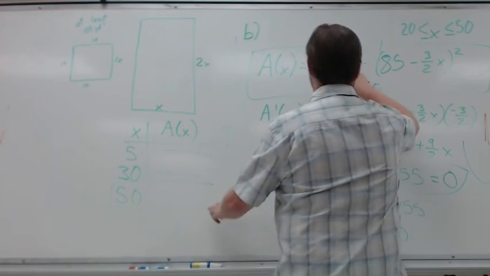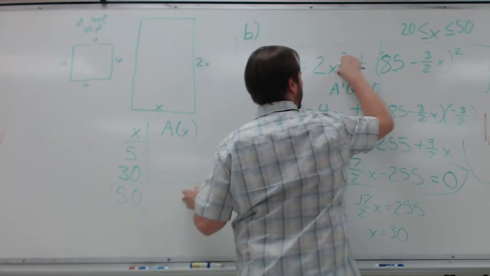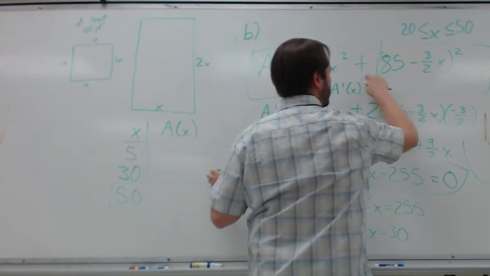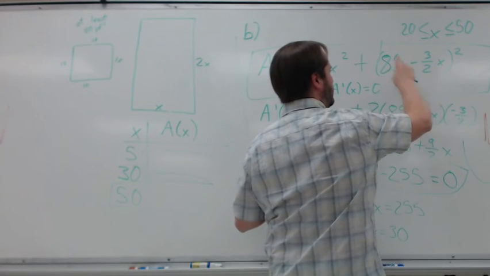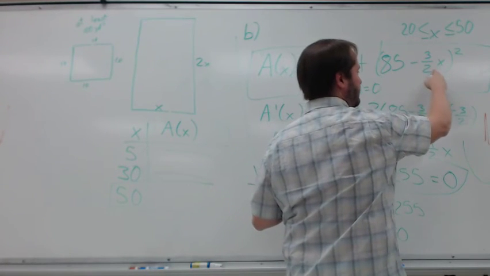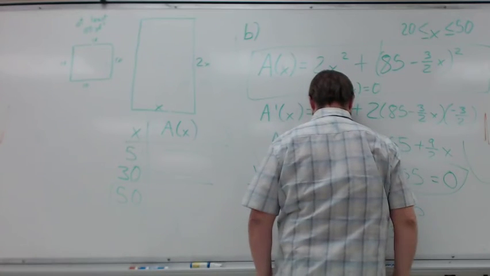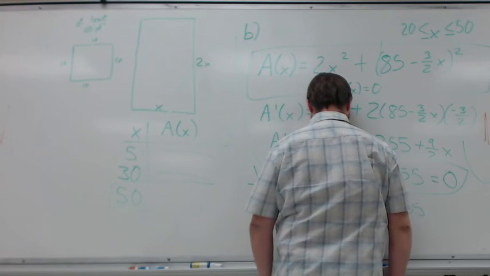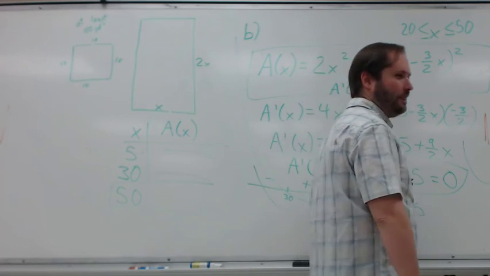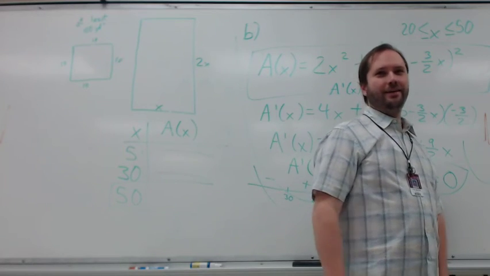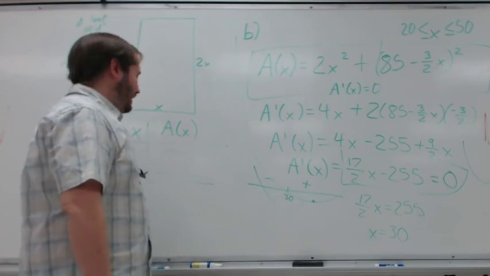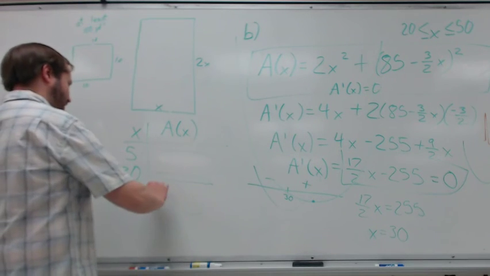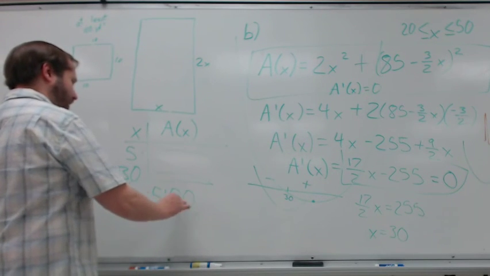Okay, so how big is that? Okay, 50 squared is 2,500 times 2 is 5,000. 3 halves of 50 is 75. 85 minus 75 is 10, 10 squared is 100. 5,100. Yeah, wait. That should be 5,100, right? Oh yeah, 100. Yeah, I'll go with that.